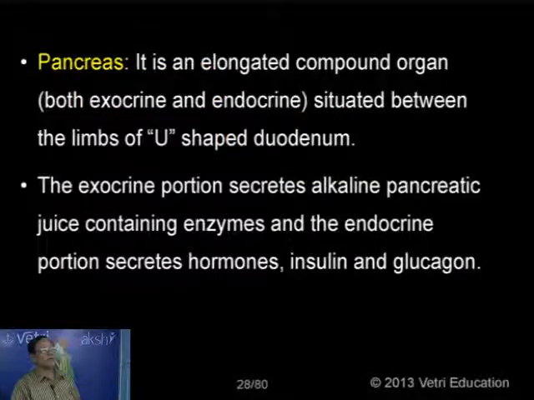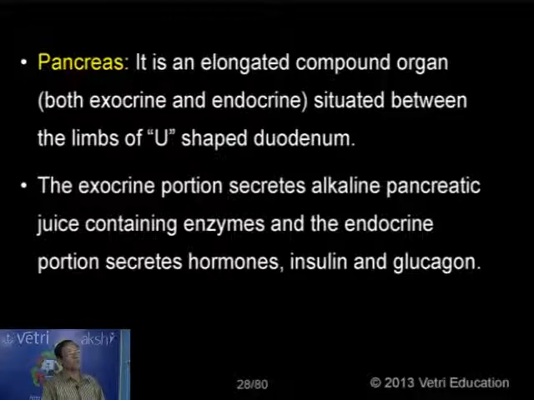Now the other gland, the pancreas. Where is it located? In the small intestine, we have the first part, the U-shaped part, which we call the duodenum. In the loop of the duodenum, we have an elongated, leafy-like, compound organ. I use the word compound because it functions as both exocrine and endocrine. Do you know the meaning of exocrine and endocrine? Exocrine glands have ducts for releasing their secretions. Endocrine glands do not have ducts to release their secretions. The only organ doing the function of both exocrine and endocrine in our body is the pancreas.